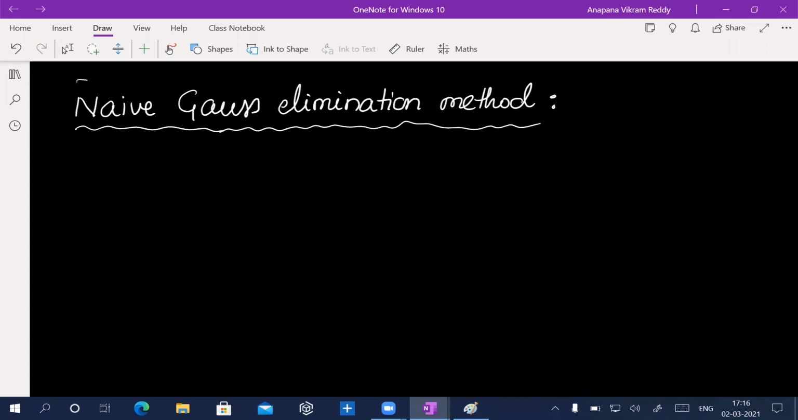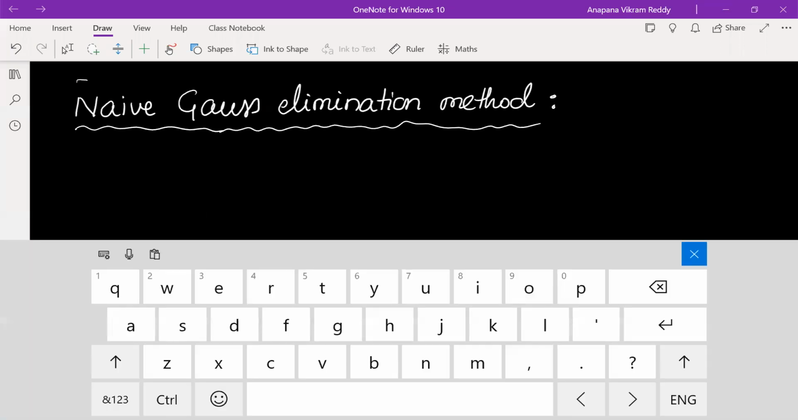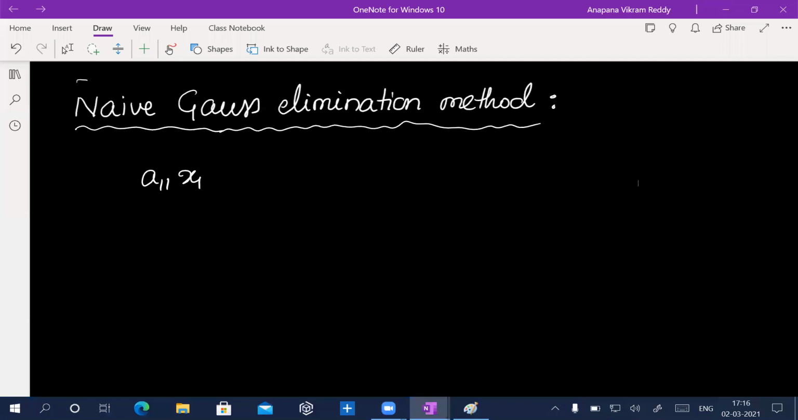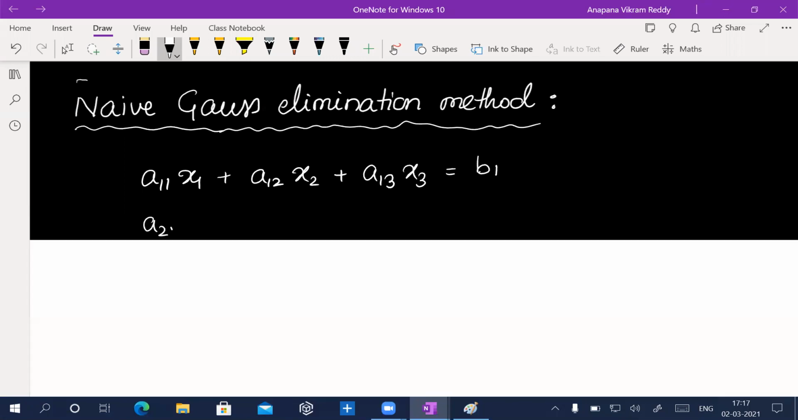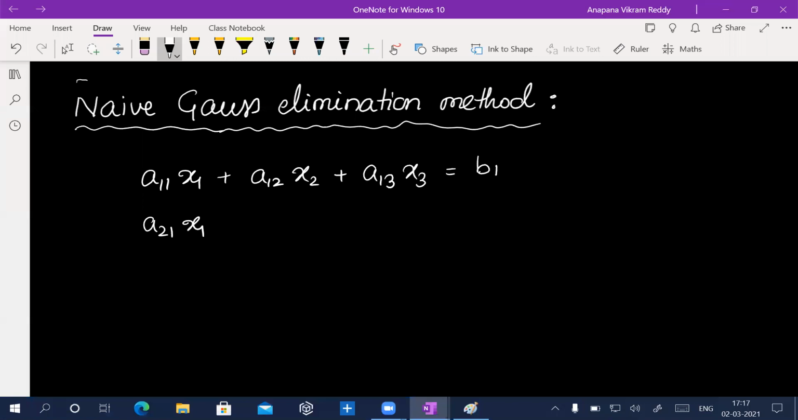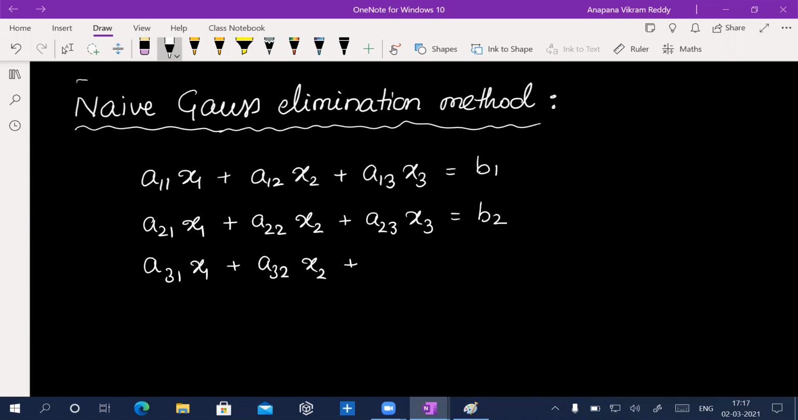For example, as I told you already, let me take this system of equations. Say you have a11x1 plus a12x2 plus a13x3 equal to the system constant b1. Then a21x1 plus a22x2 plus a23x3 is equal to b2, and lastly a31x1 plus a32x2 plus a33x3 equal to b3.